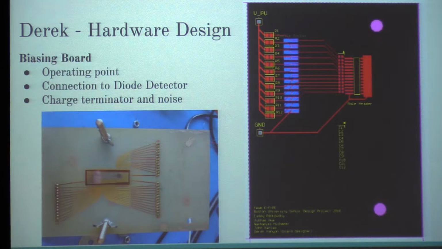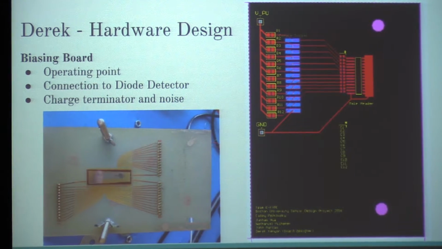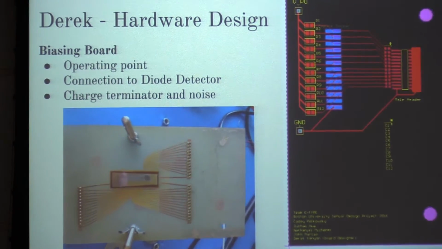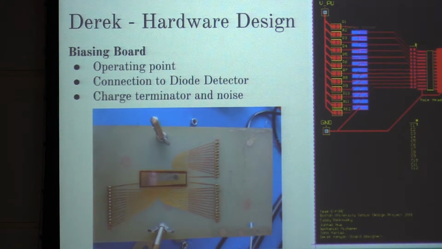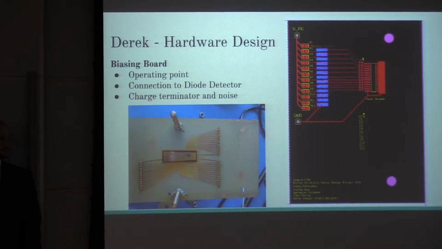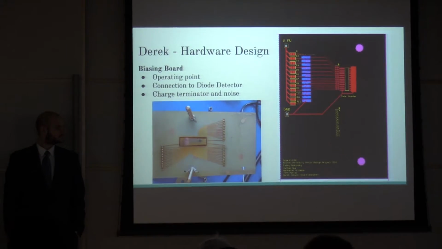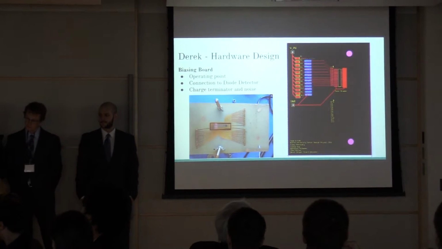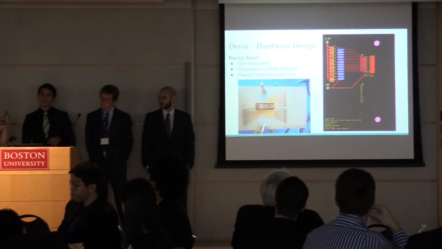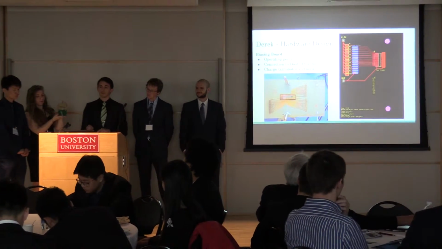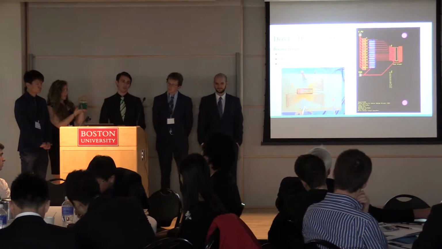So one of my lead roles on this project was to design a biasing board for the diodes on the diode detector. I was looking to bias 12 diodes, so there's a network of 12 biasing networks. This board connects directly to the male pins on the back of the diode detector that you see on the bottom left, and via a female socket on the bottom of the board. And then also the board has 2 screw holes to align with the screw holes on the diode detector.